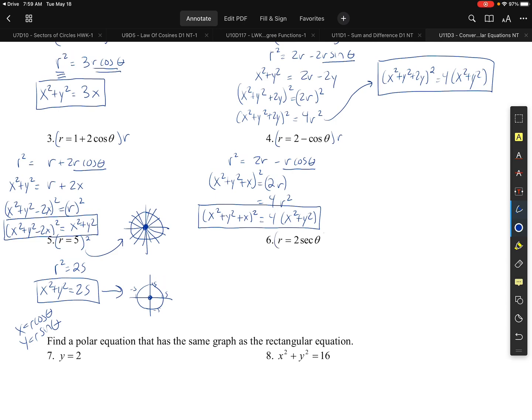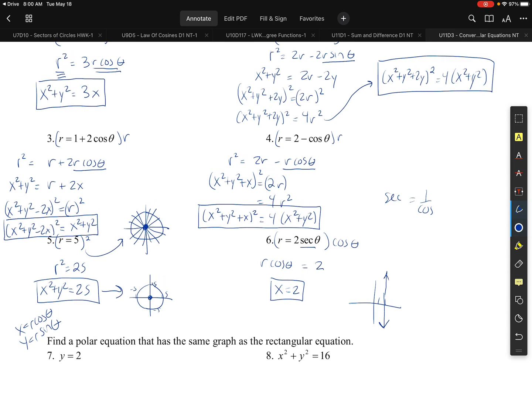All right, now this one, right, issue. We have secant. What is secant? Well, secant is 1 over cos. So if I multiply both sides by cos theta, I got r cos theta equals 2, because secant times cos is just 1. What do I got here? R cos theta is x. X equals 2. Pretty crazy, but if we have x equals 2, that's our entire graph right there. There's our entire graph in 2 different situations.